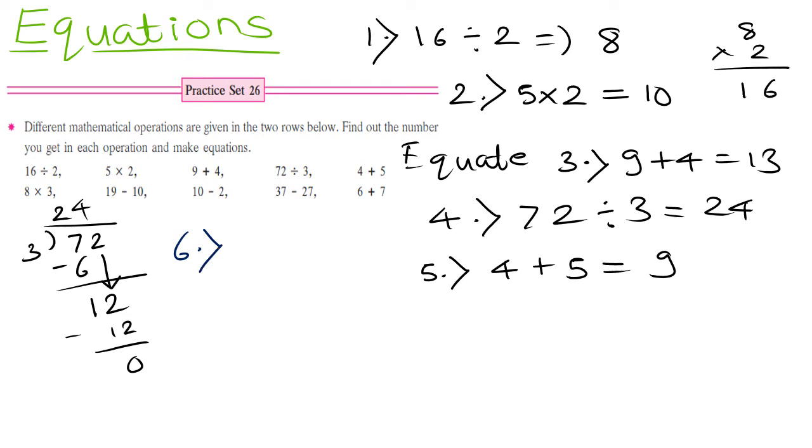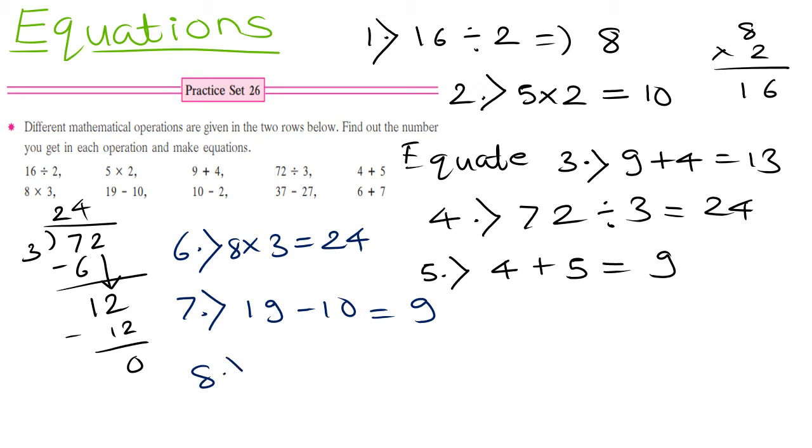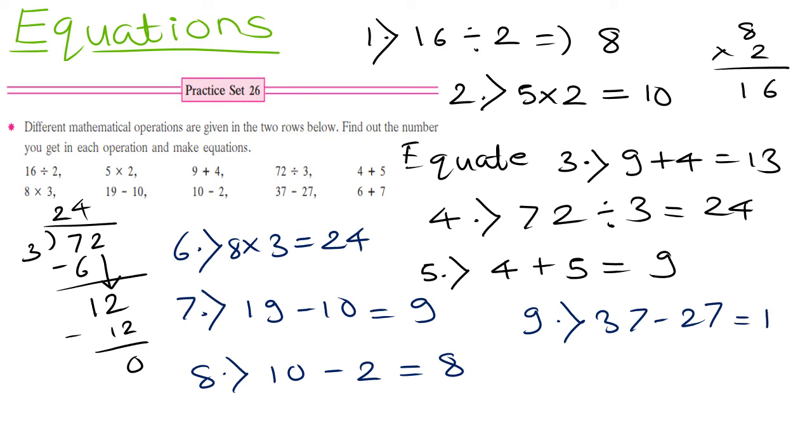Sixth, 8 multiplied by 3. 8 multiplied by 3 is 24. Seventh, 19 minus 10. 19 minus 10 is 9. Eighth, 10 minus 2. 10 minus 2 is 8. Then we have ninth, 37 minus 27. 37 minus 27, if you carry out, is 10. See, 7 minus 7 is 0 and you get 1 here. Then tenth, 6 plus 7. 6 plus 7 when you carry out is 13.